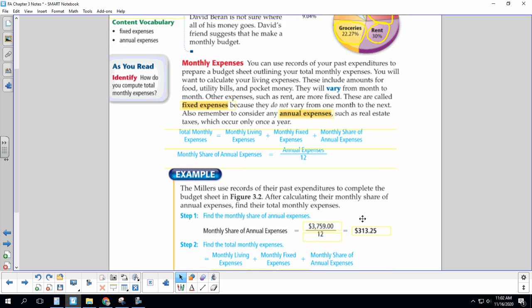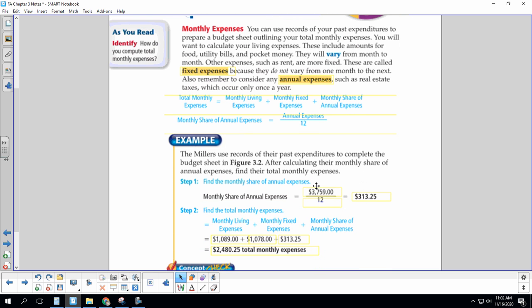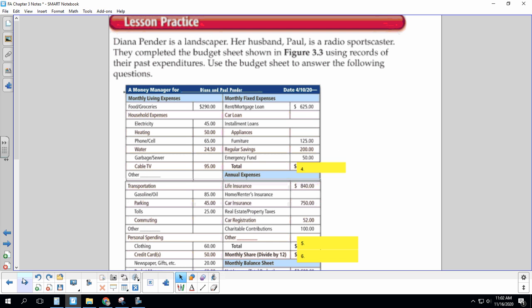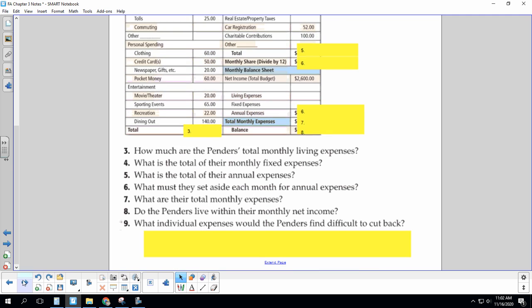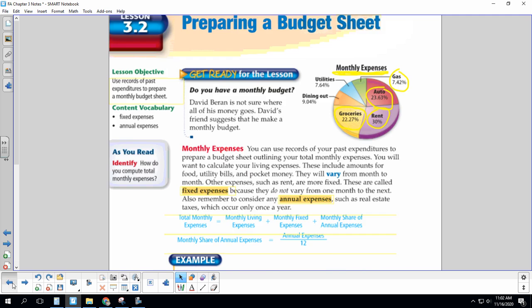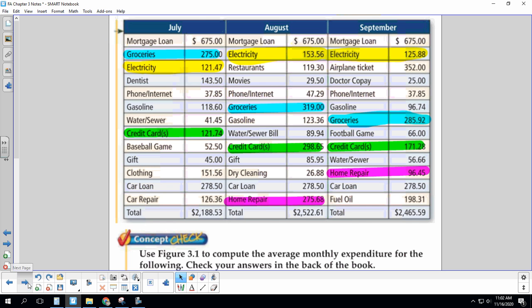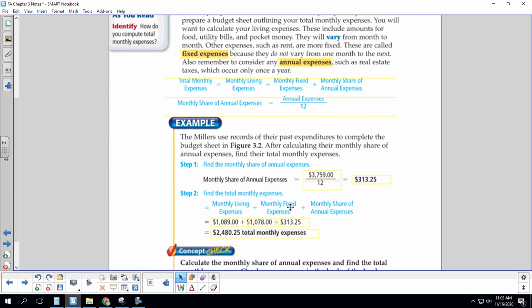For example, the Millers used the records of past expenditures to complete the budget sheet in figure 3.2. That's this guy right here, actually. Here it is. After calculating their monthly share of annual expenses, find their total monthly expenses. So you find the monthly share of annual expenses. It's $3,759.